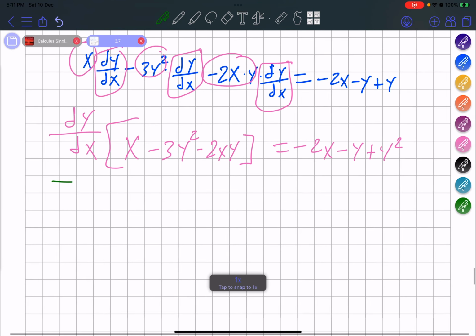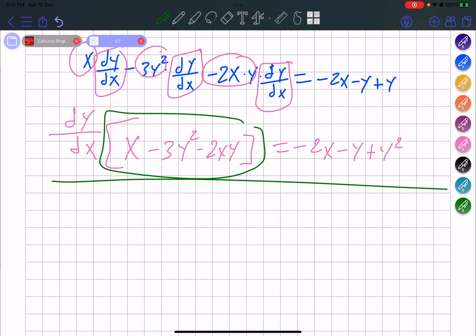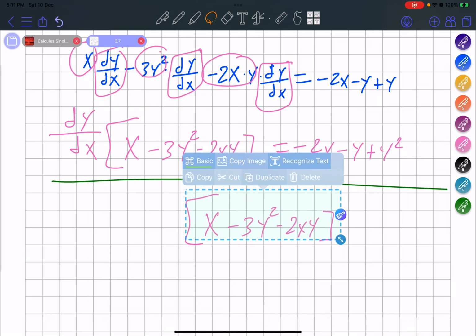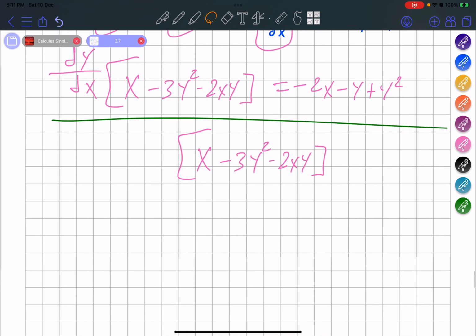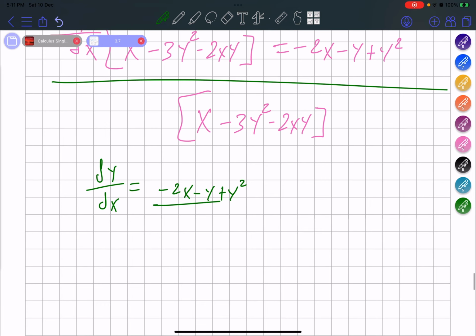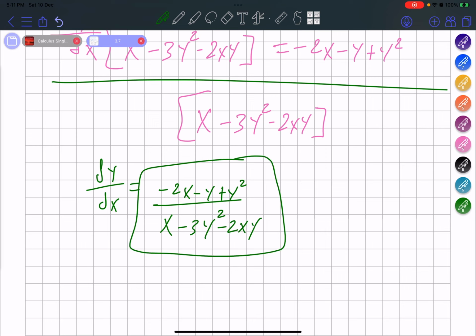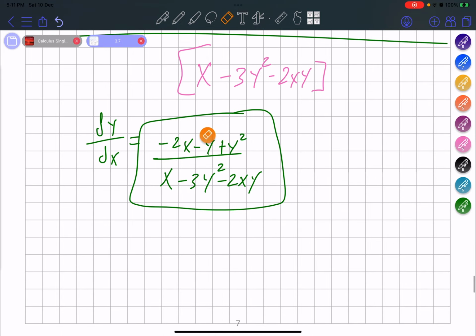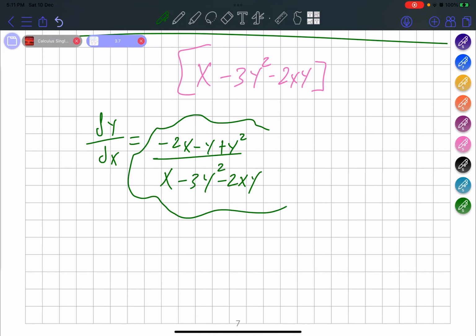Finally, we will divide by this value. I will just copy it. So we can isolate dy over dx by its own, which means that the final answer is dy over dx equals negative 2x minus y plus y squared, divided by x minus 3y squared minus 2xy. And we may be able to simplify further, but I believe that this is enough for now.